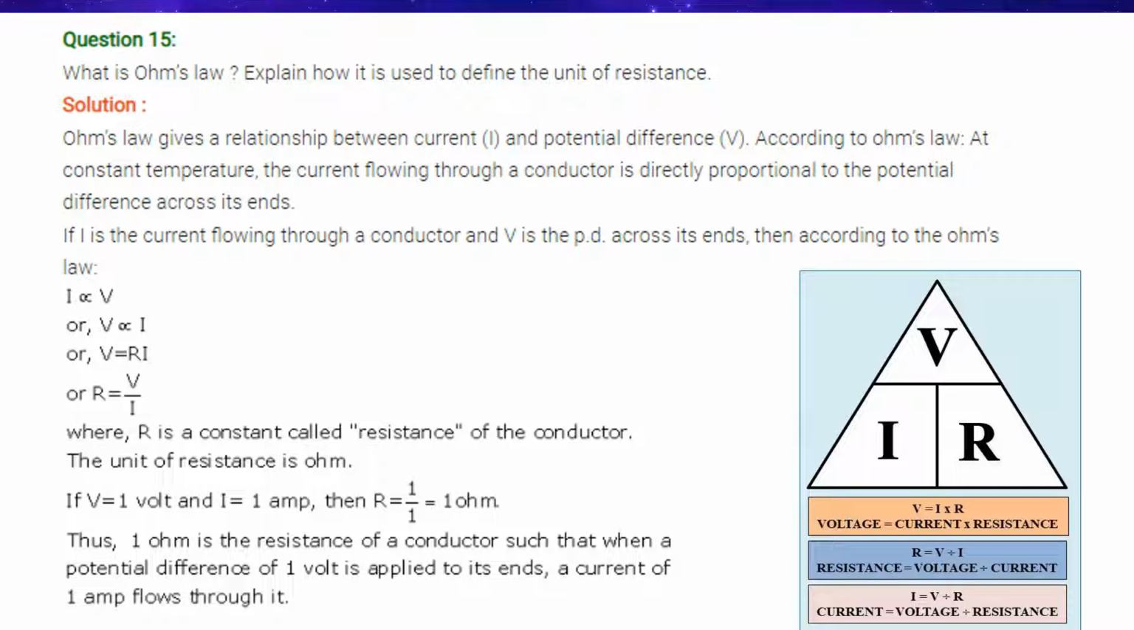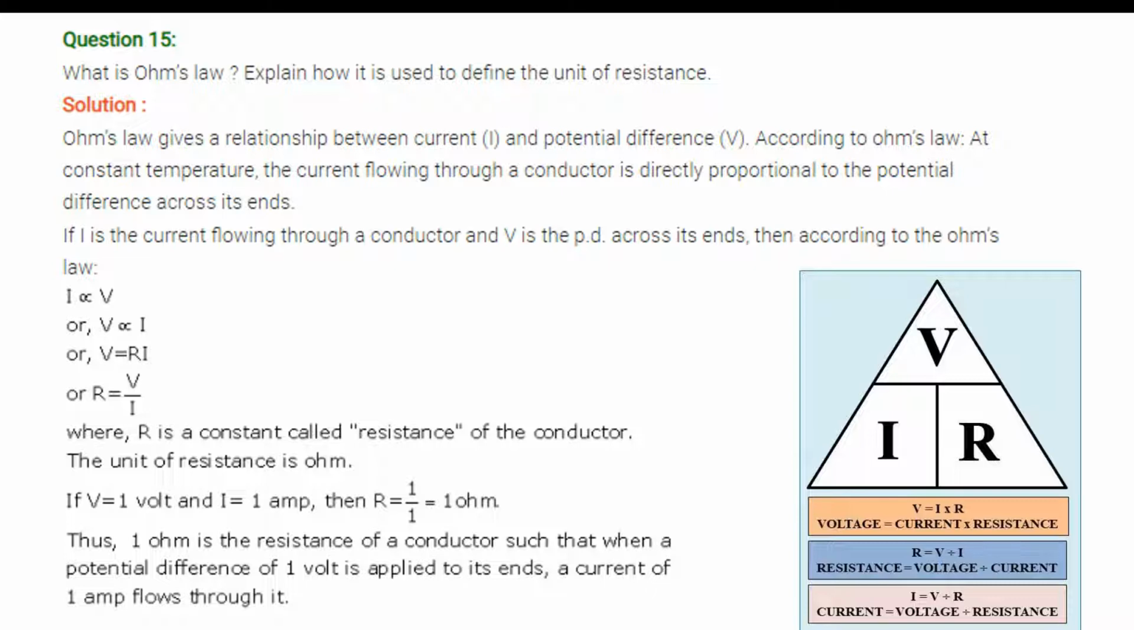If we use the Ohm's law triangle, we can see that to find voltage we multiply resistance with current. To find the resistance, R equals V divided by I: R, ohm, equals V, volts, divided by I, amps, where R is the resistance offered by the conductor, which is constant. The unit of resistance is ohm. If V equals 1 volt and I equals 1 ampere, then R equals 1 upon 1 equals 1 ohm. Therefore, 1 ohm is defined as the resistance of a conductor such that when a potential difference of 1 volt is applied to its ends, a current of 1 amp flows through it.